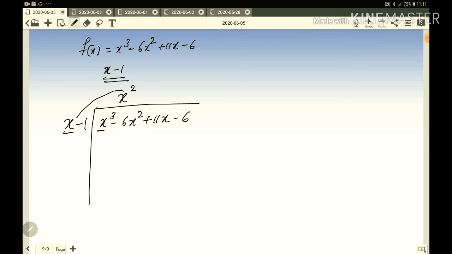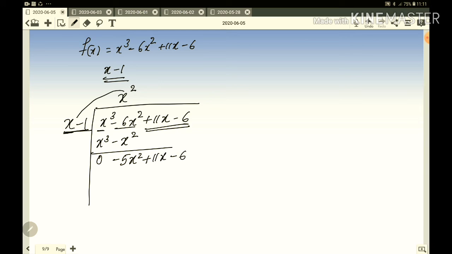Now take x square and multiply this factor and write it under this dividend. Okay, x square times x is x cube, then x square times minus 1 is minus x square. Then the process is subtraction. X cube minus x cube is 0, then minus 6x square minus x square, that is plus x square, will give you minus 5x square. Then the rest of the terms, just write it down as it is, plus 11x minus 6.